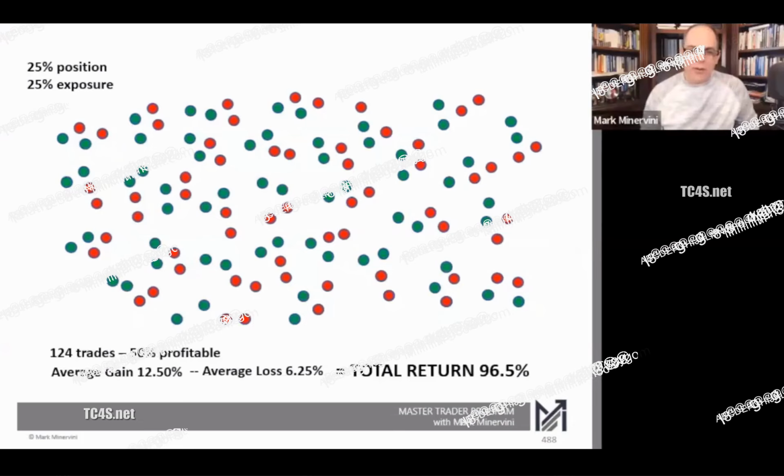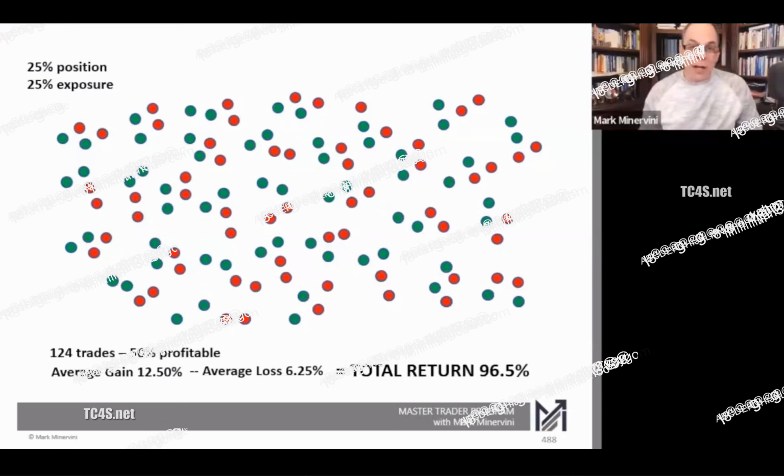All these little dots represent trades. Okay, so the green ones are profitable trades. The red dots are losses. And there's 124 of these dots. There's 124 trades. Half of them are gains, half of them are losses, which would mean you're 50% profitable. If we were to take your trades and plot them like this, it would mean a batting average of 50%.